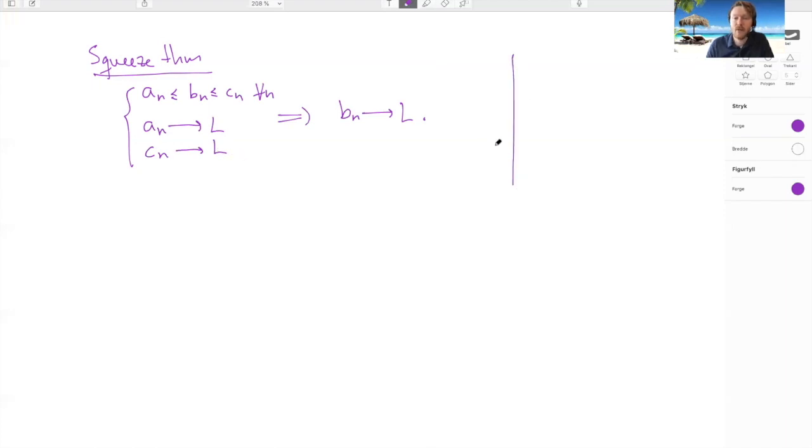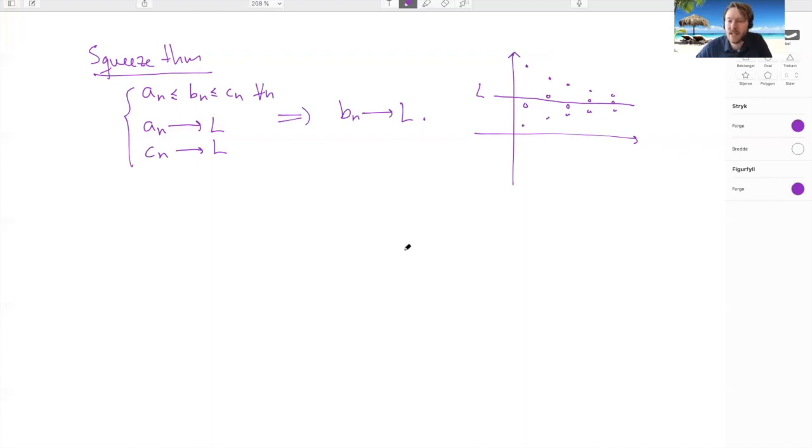If you want to do a drawing of this, then well, here perhaps you have your c_n's. This would then perhaps be your L. Here you have your a_n's like this, and then your b_n's. Well, there's something that is captured or squeezed between these two sequences here, and therefore also has to converge to L. So the squeeze theorem has many names.